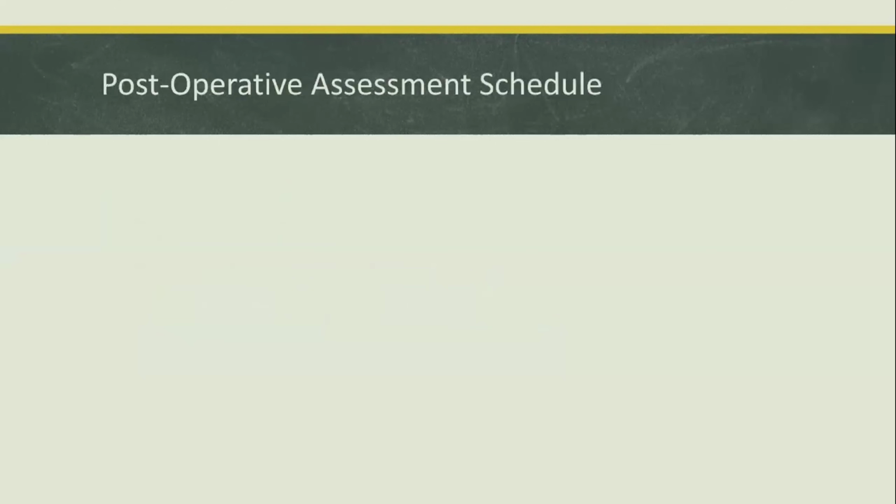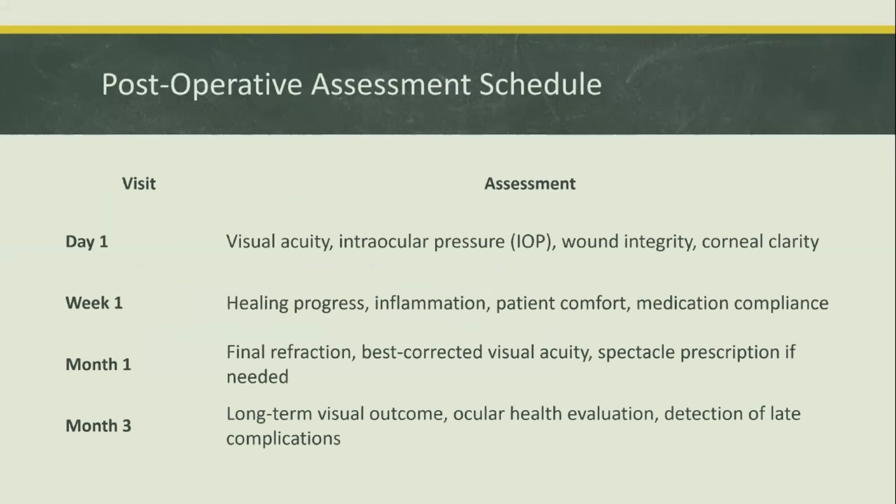So now the surgery is done. What is the post-operative assessment schedule you manage? At day one we have to measure the visual acuity, intraocular pressure, and look at the wound integrity and corneal clarity, how the cornea is. If possible, you can do the specular on post day one, and compare the pre and post, to see if there is any change in corneal clarity. And we have to see at the incision mark whether it is healing or any leakage from the incision.